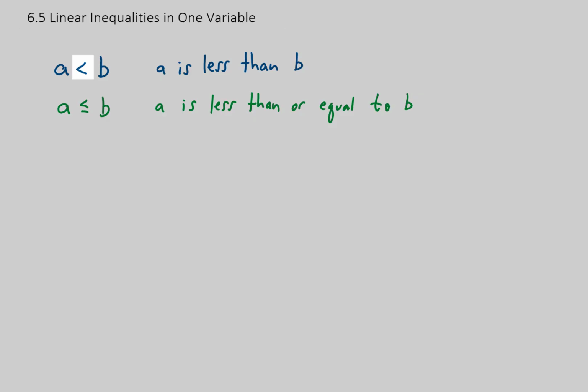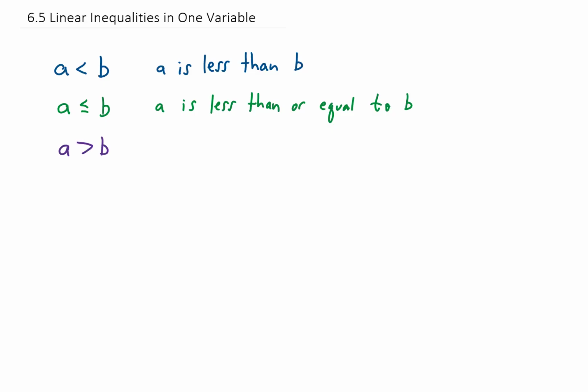Let's talk about inequalities. If we have a statement like this, then that means that A is less than B. If we make a slight adjustment to this statement and make it look like this, then this means that A is less than or equal to B. So we say that this symbol here means less than, and this symbol here means less than or equal to.